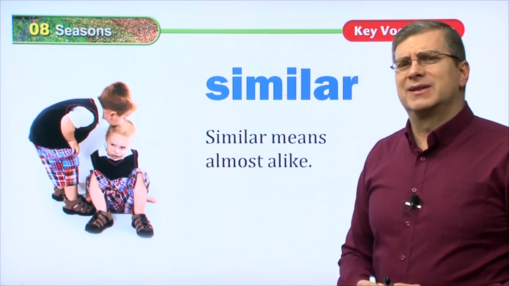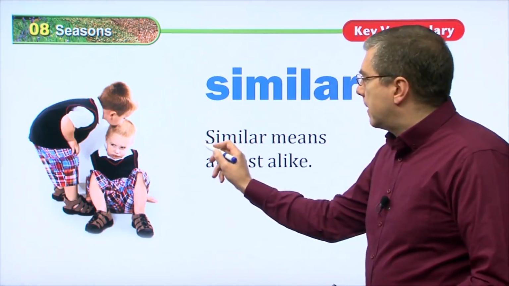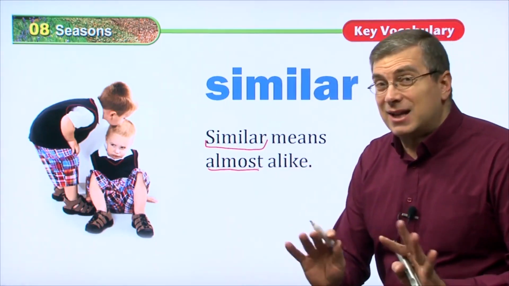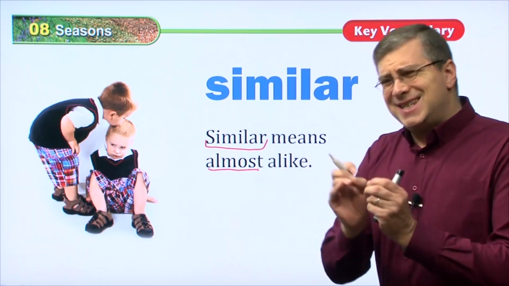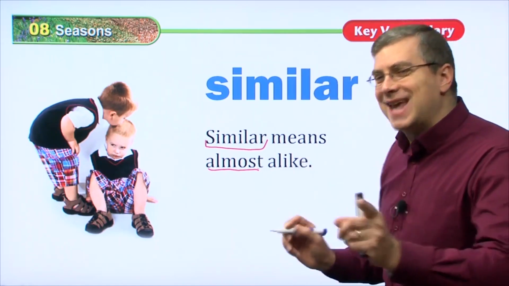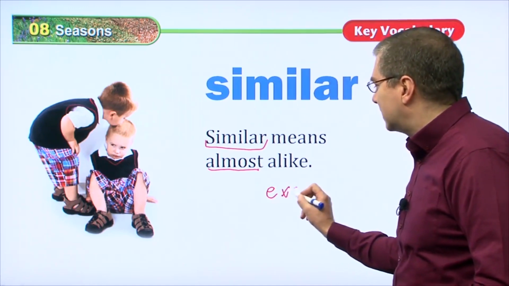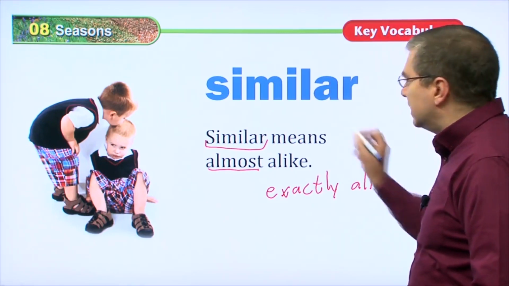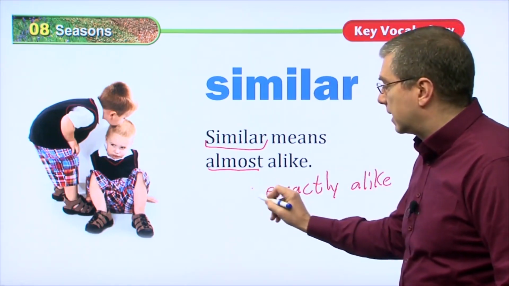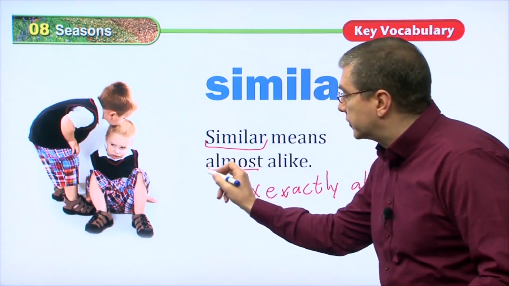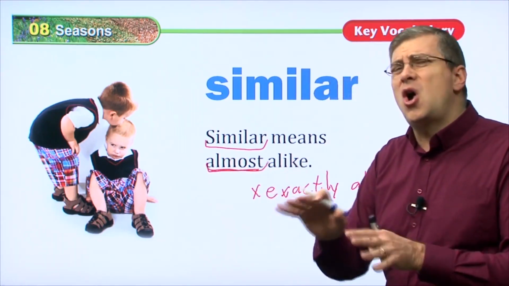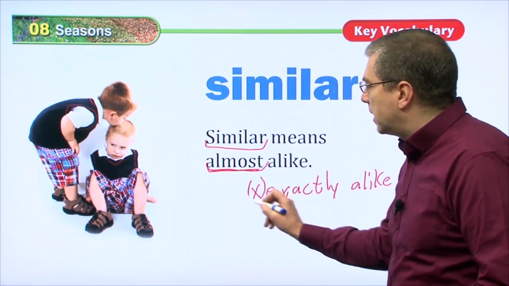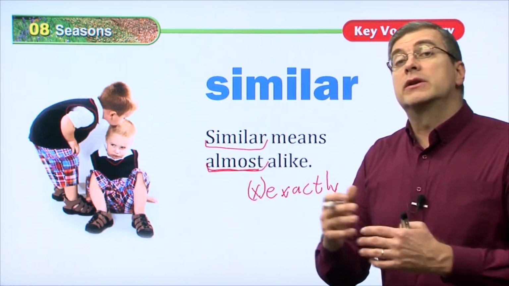Similar. We have this word here, similar. Similar means almost alike. Not exactly alike, right? If you want to say something is exactly the same, that's exactly alike. But in this case, similar is not exactly alike. No. Similar is almost alike. So, almost alike, not exactly alike, right? But almost alike. It looks similar.